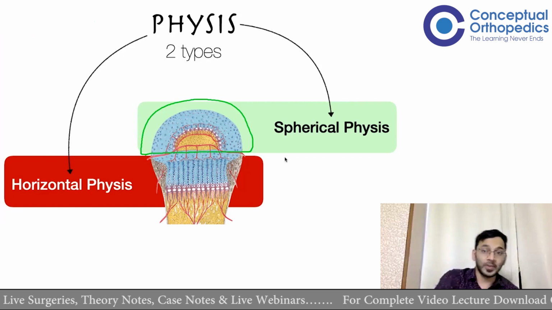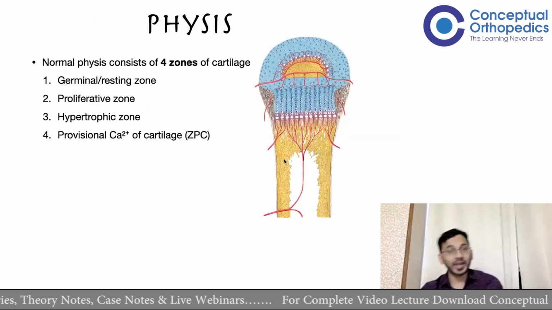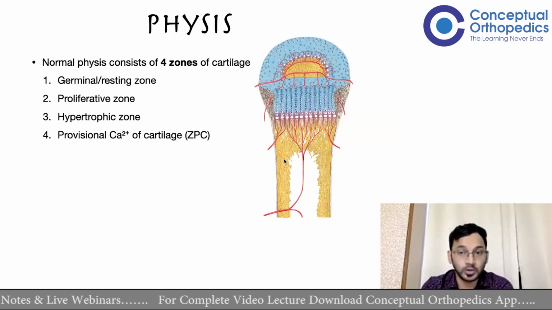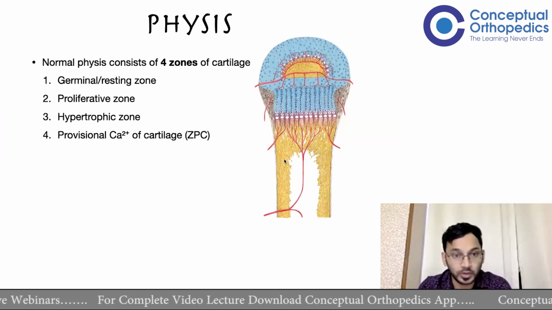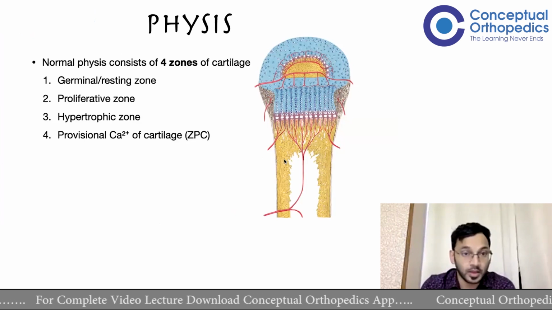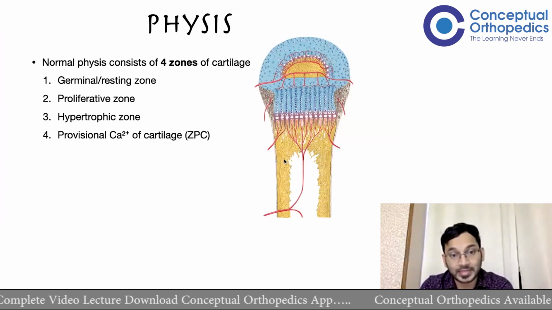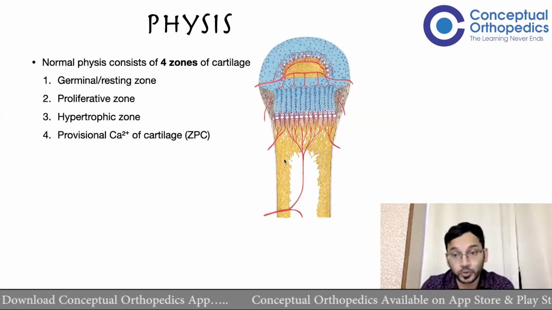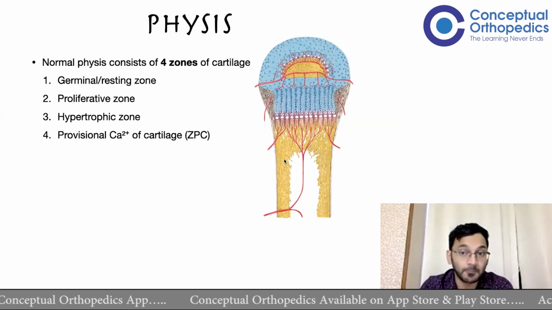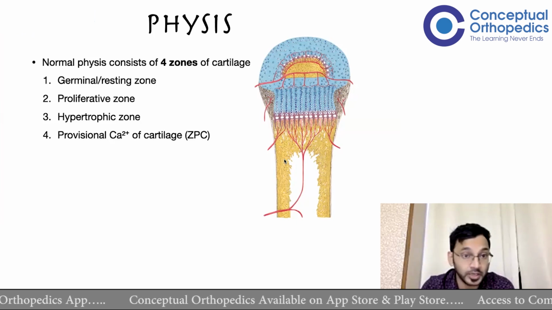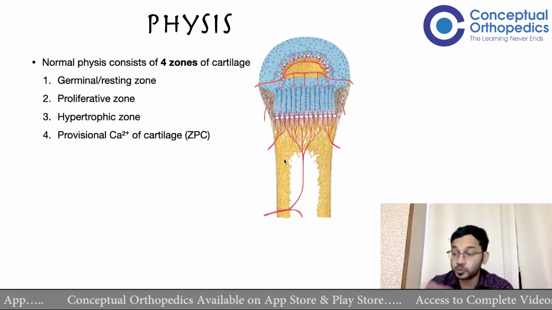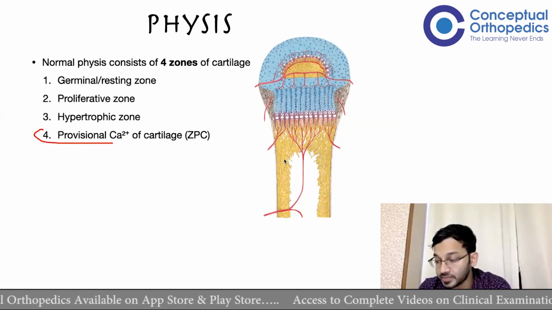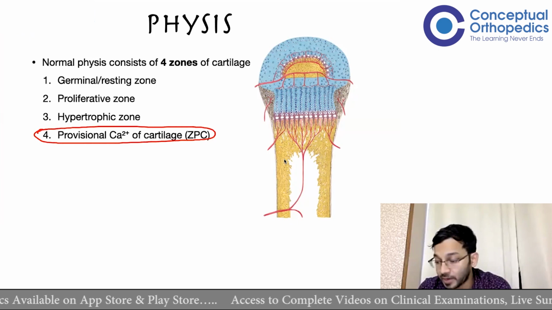Now, coming to the horizontal physis, we know that normal physis consists of 4 zones of cartilage. We have the resting zone or the reserve zone or the germinal zone. We have the proliferative zone. We have the hypertrophic zone, as well as the zone of provisional calcification. Okay, so these are the 4 zones. In some textbooks and even in the Western literature, it's only 3 zones, and the 4th zone, that is the zone of provisional calcification, is a part of the hypertrophic zone.